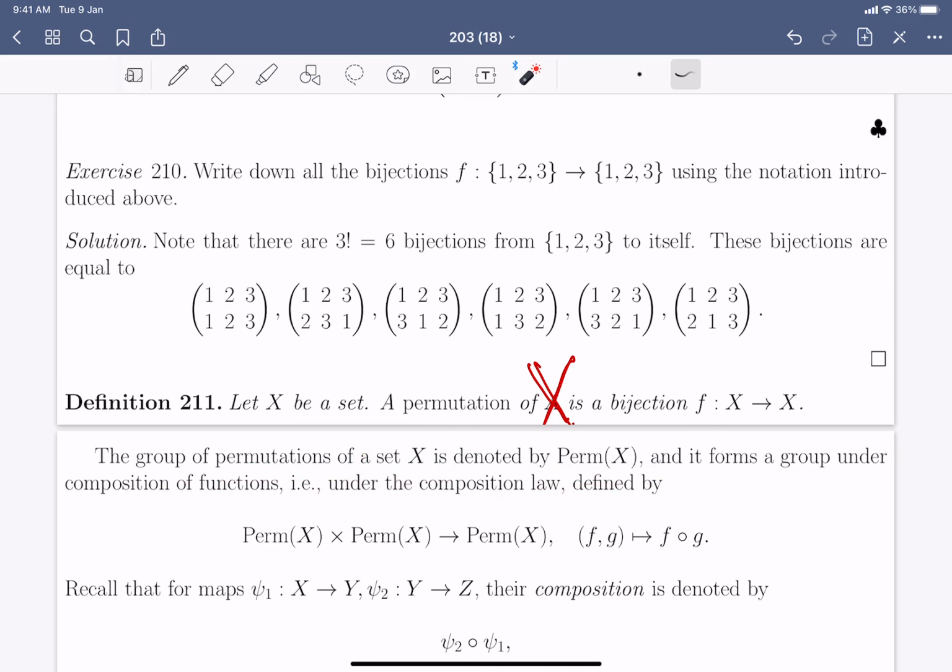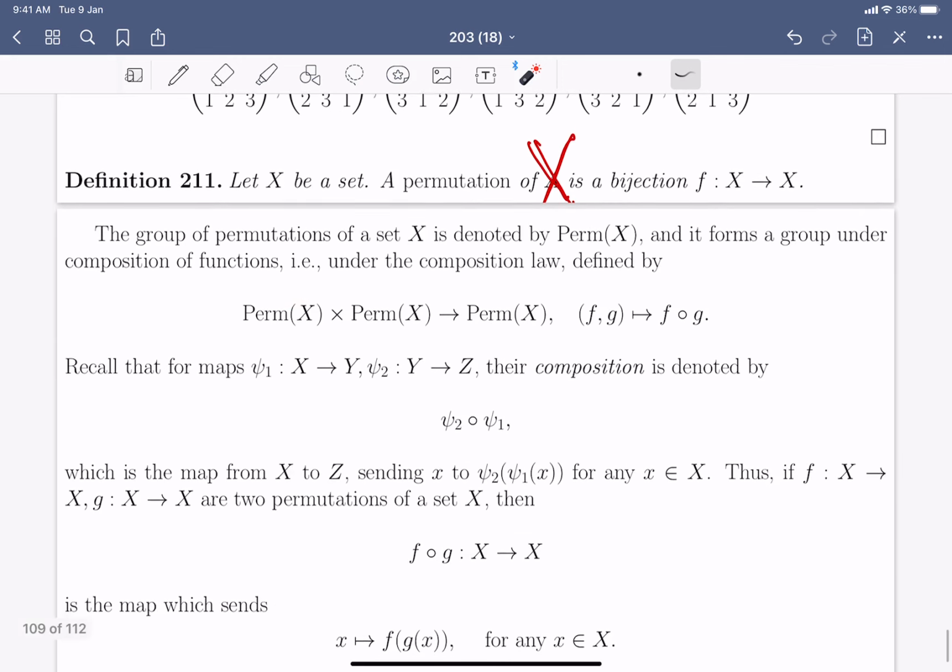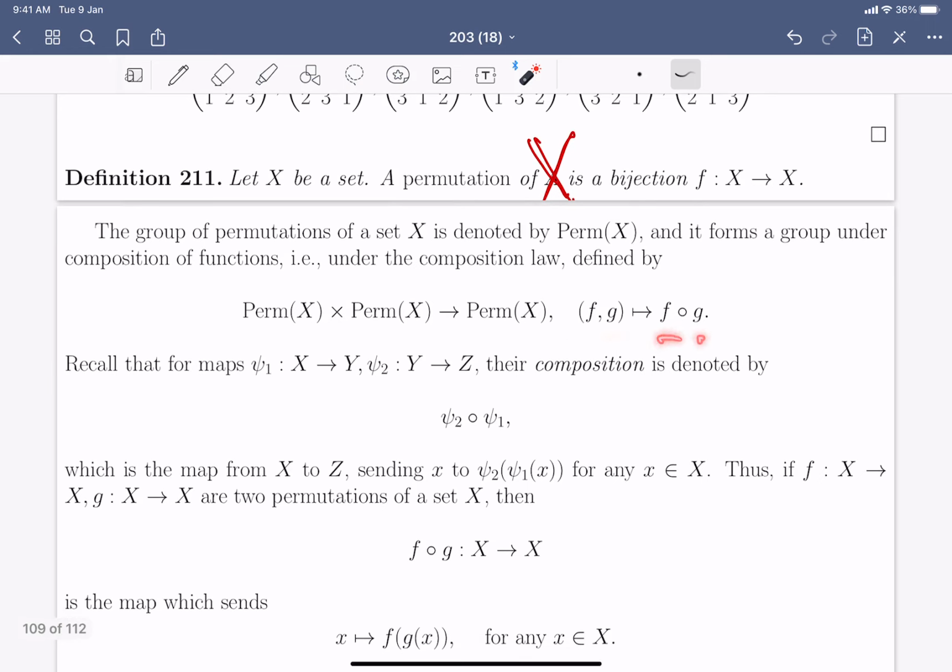Note that this set of all permutations of a set X does form a group under composition of functions. So you send a pair (f, g) to f compose g. And just to recall this notion of composition, because this is going to be important. Whenever we have two functions psi1 and psi2, psi1 goes from X to Y and psi2 goes from Y to Z, note that their composition is denoted by psi2 composite psi1, not psi1 composite psi2.